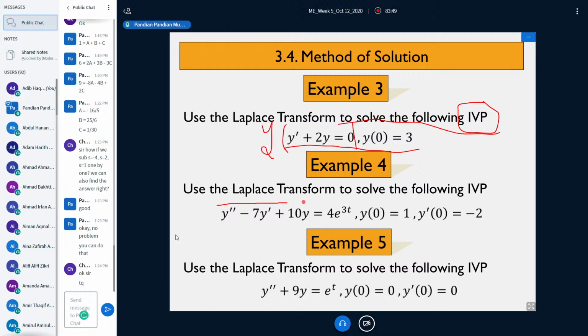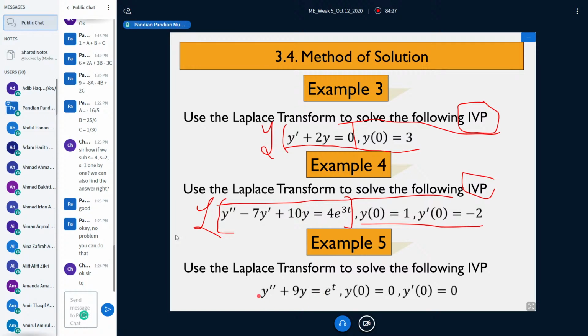Now use the Laplace transform to solve the following IVP. You take the Laplace of both sides, the entire differential equation, and then use Laplace of y double dash minus 7 Laplace of y dash plus 10 Laplace of y(t) equals 4 multiplied by the Laplace of e^(3t). The Laplace of e^(3t) you can get from the table, and use this condition.